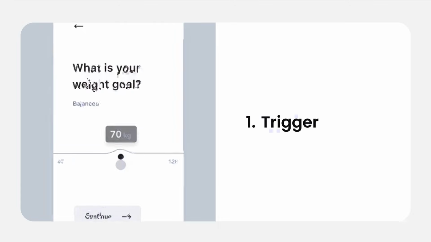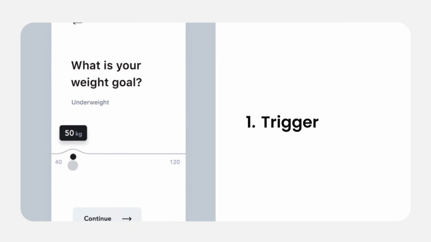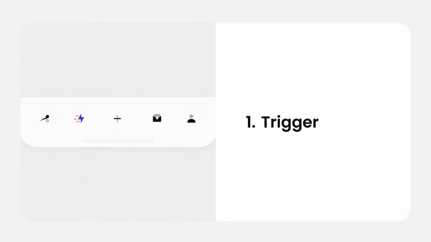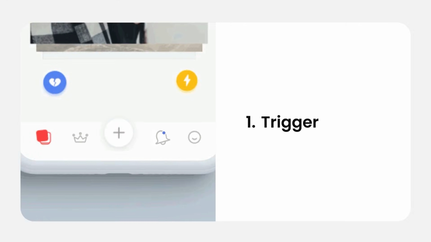So number one is the trigger. This is what starts the microinteraction. It could be a user-initiated trigger, like a user clicks a button or one of the icons that you see over here, or it can be initiated by the actual product itself. Think of a notification that a user is getting.